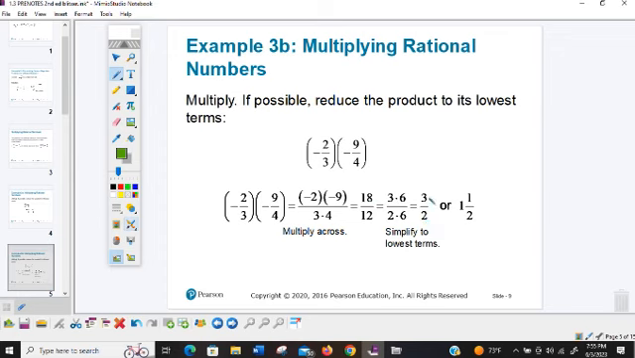Because that is improper, the larger number's on top, you can divide the bottom into the top, make that a mixed number. 2 goes into 3 one time with 1 left over, so it'd be 1 1/2.